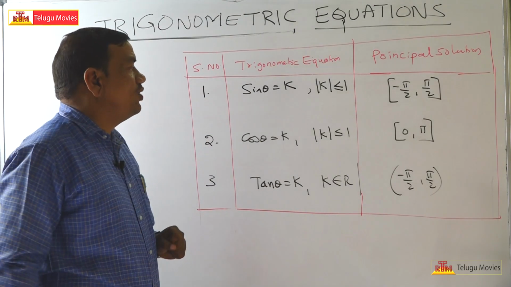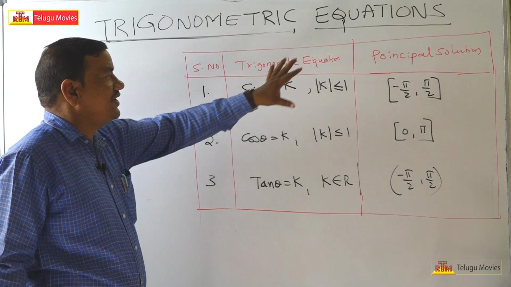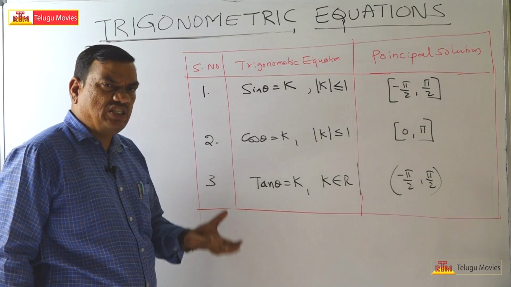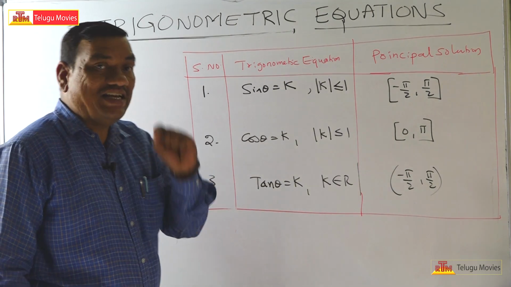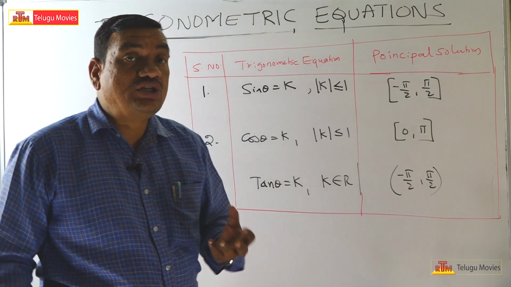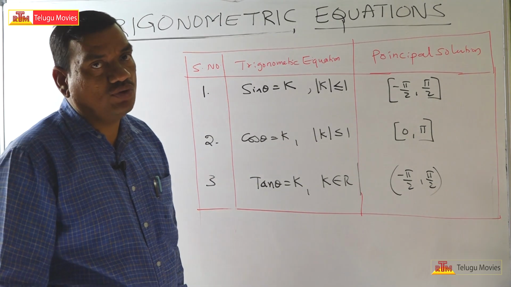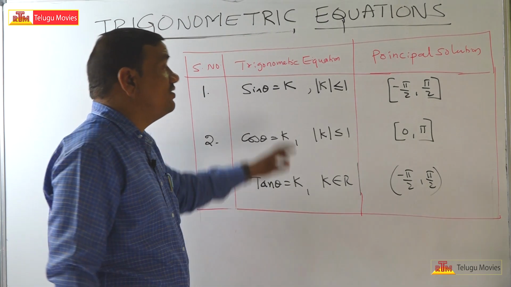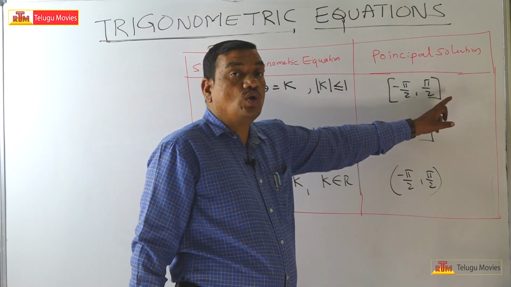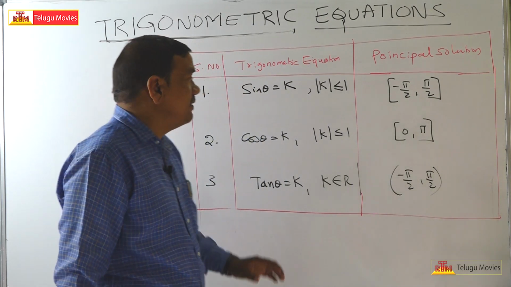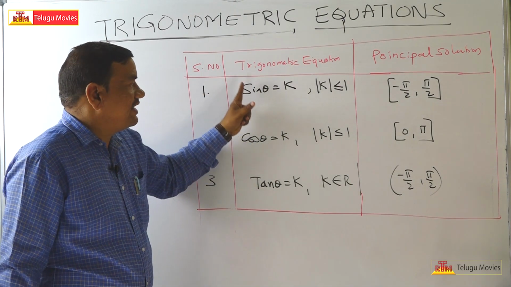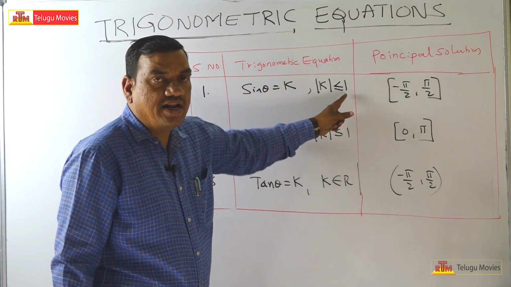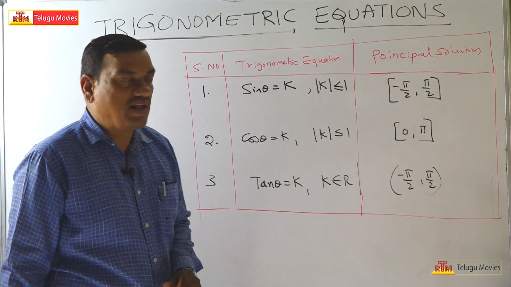I am giving one very important table here: the trigonometric equation and where the principal solution will appear. The principal solution means the starting, initial solution, and with that solution we can generate an infinite number of solutions. To generate it, one starting solution is required, and that solution will exist in the closed bracket minus pi by 2 to plus pi by 2 for trigonometric equations of the form sin theta is equal to k, where k lies between minus 1 to plus 1, including minus 1 and plus 1.